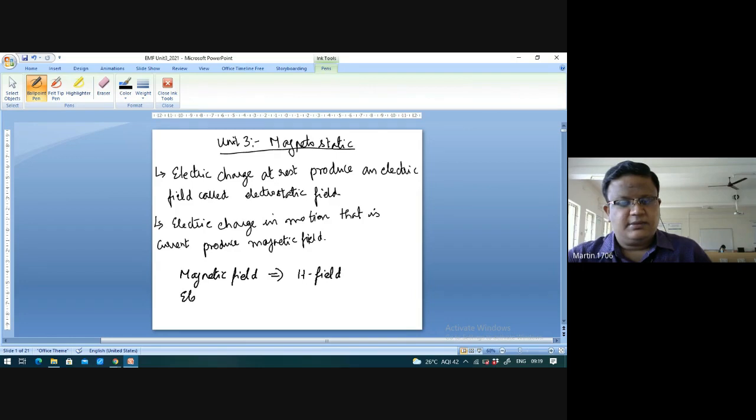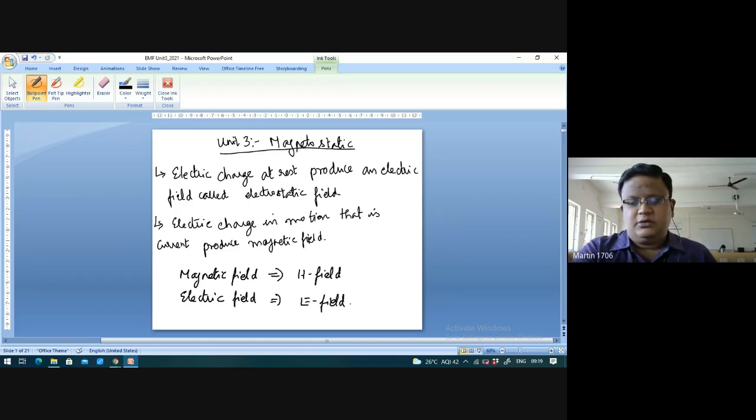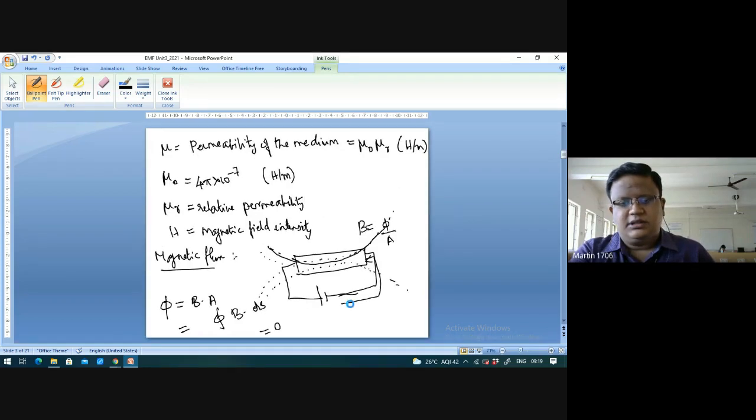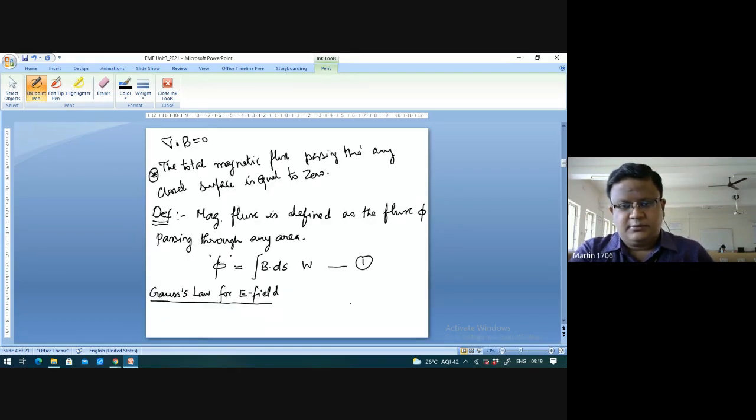For electric field is denoted by E field. So don't get confused even if it is denoted by H field or E field. So then what is the Gauss law for E field?